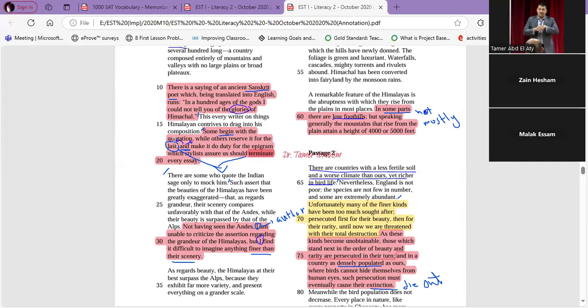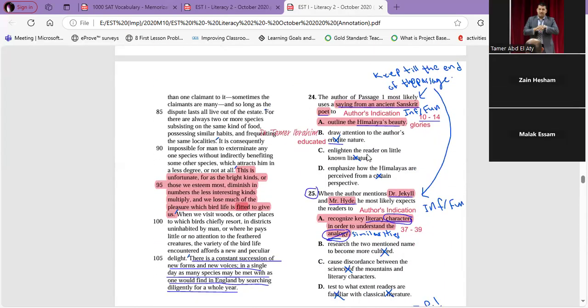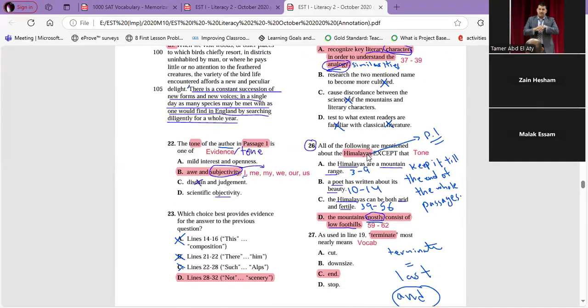What comes before is equal to what comes after. Here he said last, which means end. And make it do duty for the epigram which stylists assure us should terminate every essay. So it means at the end. So terminate here: cut, no. Downsize, no. End, yes, because he said last. Stop, no.